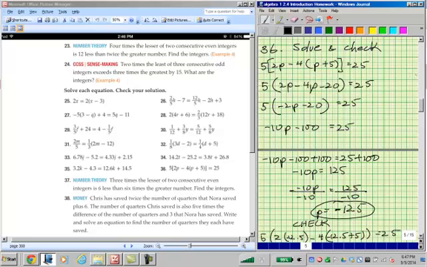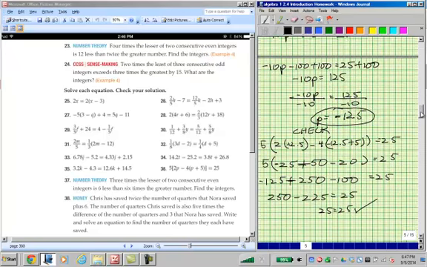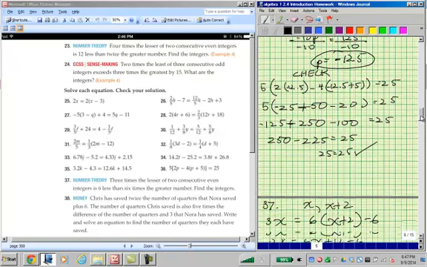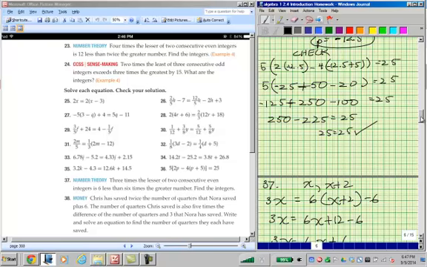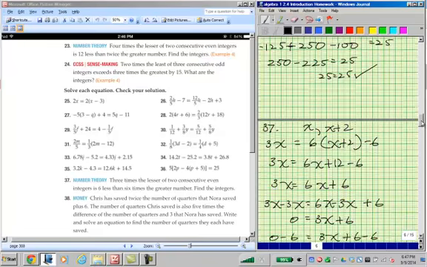5 times negative 2p minus 20 equals 25. I get negative 10p minus 100 equals 25. Add 100 to both sides. I get negative 10p equals 125. Divide both sides by negative 10. I get p equals negative 12.5. Check it. It checks real easy because you're multiplying by 2 and 4, so it turns into 25 equals 25. Really easy. You can look that over and work it out on your own.